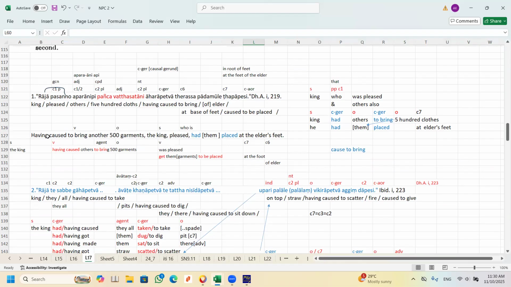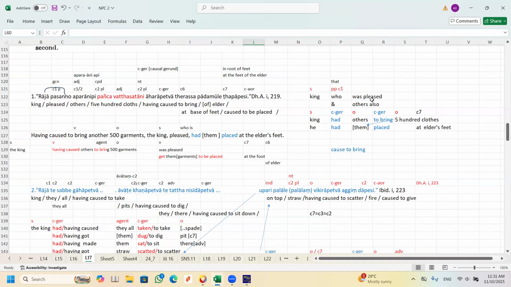You see, here it says "having caused to bring another 500 cloth, the king, pleased, had them placed at the foot." So this is still a little broken. Technically, if you do it this way, you can see the meaning a lot clearer, because technically it should be: the king had another bring 500 cloth and had them placed at the foot. Then only the king was placed and another was placed.